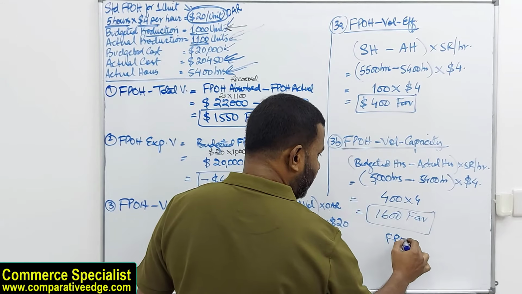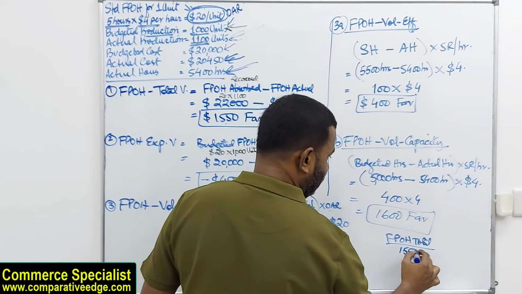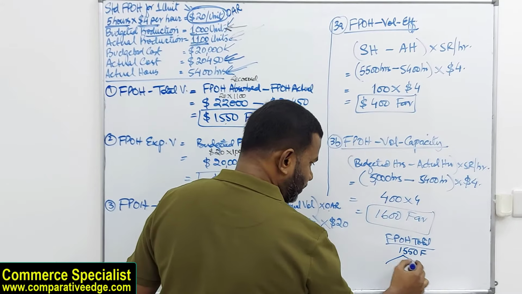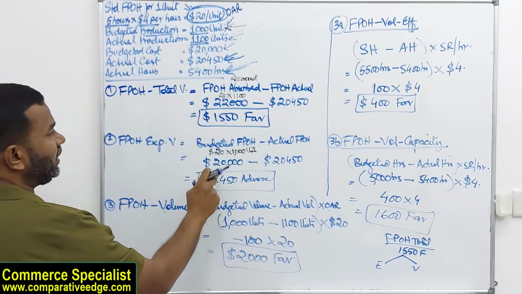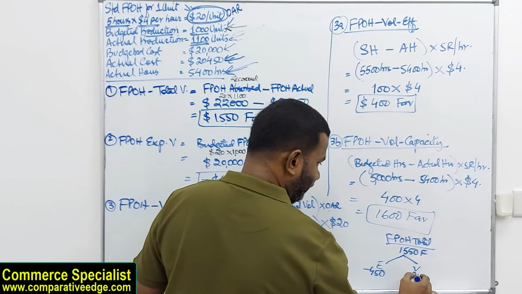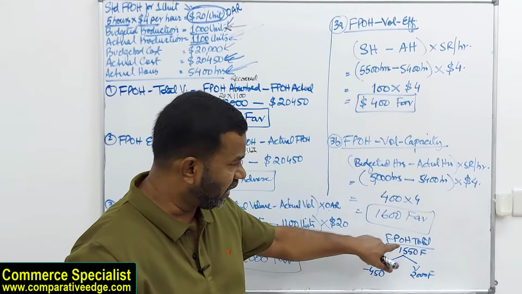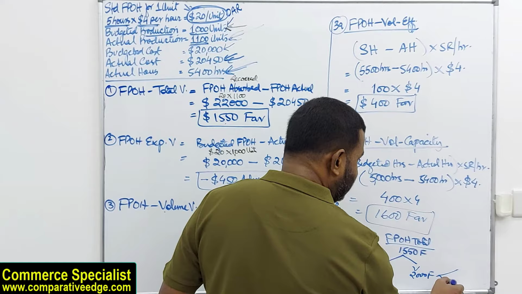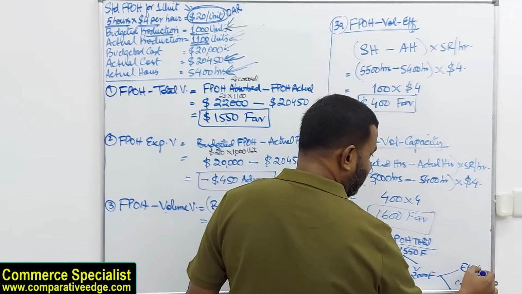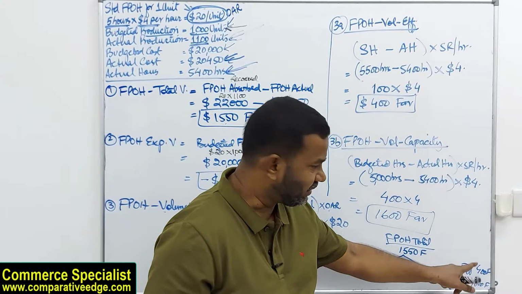Look, we have fixed production overhead total variance. And the total was 1550 favorable. This total variance is subdivided into expenditure and volume variance. Your expenditure variance is 450 adverse, which means minus 450. And your volume variance is 2000 favorable. Now 2000 favorable and 450 adverse, plus minus, you get plus sign. Now this volume variance is further divided into efficiency and capacity. Now your efficiency variance is 400 favorable and your capacity is 1600 favorable. So when you add these two, both are favorable, 1600 and 400, you get 2000.